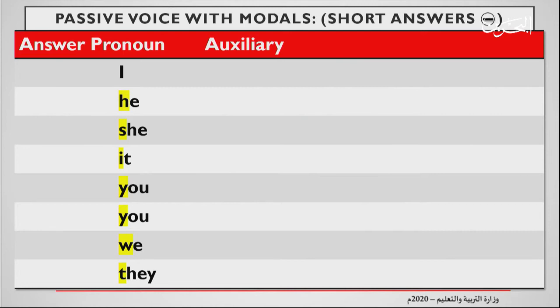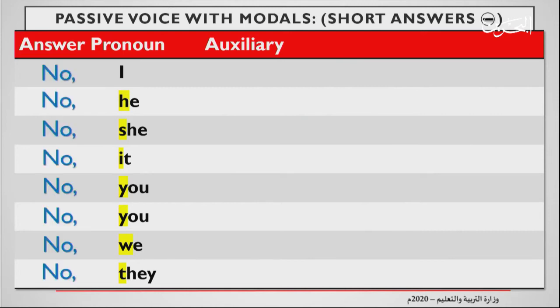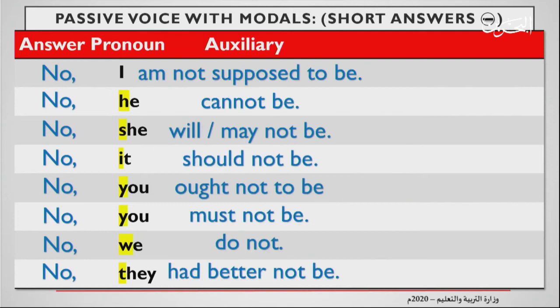The negative word we start with is no. You say no plus the comma. Do not forget the comma. And then the pronouns. And then the same as before. Okay? Say no, I am not supposed to be. No, he cannot be. No, she will not be or may not be. No, it should not be. No, you ought not to be, no, you must not be, no, we do not, no, they had better not be.